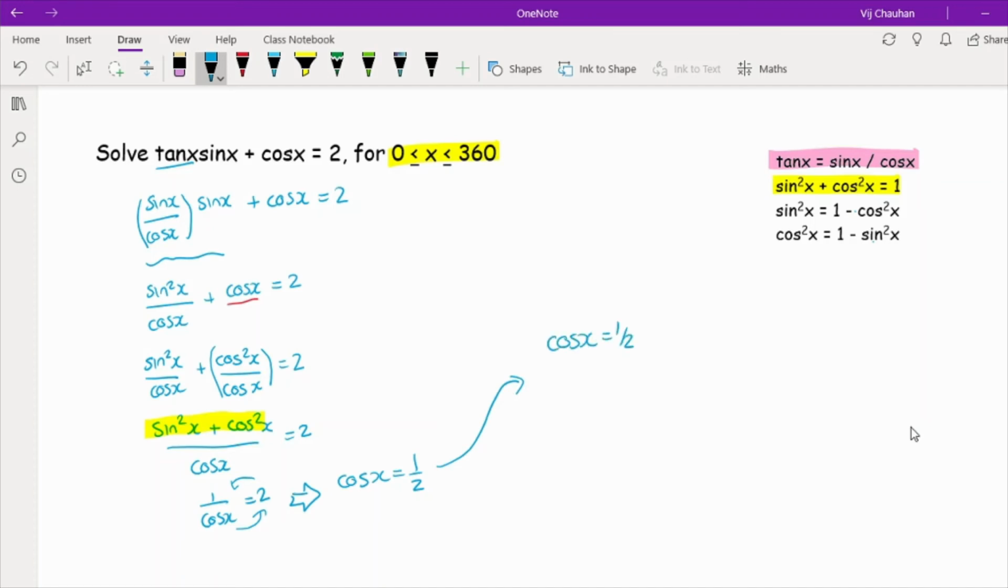So then, working out what that is, I've got cos x equals a half. On my calculator, if I do the inverse cos of a half, I get a value of 60 degrees.